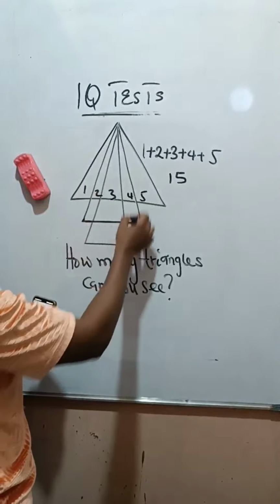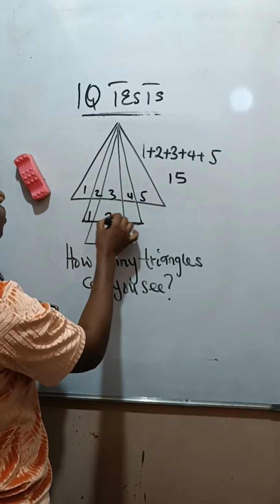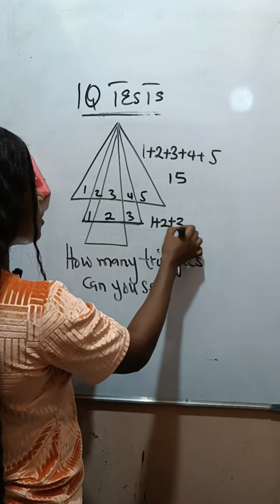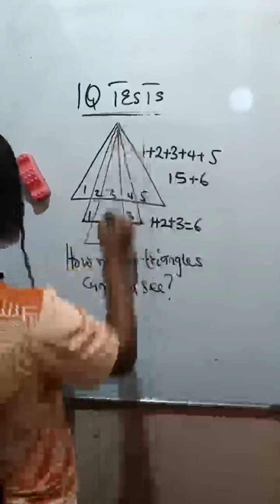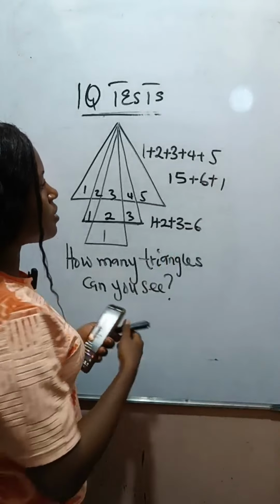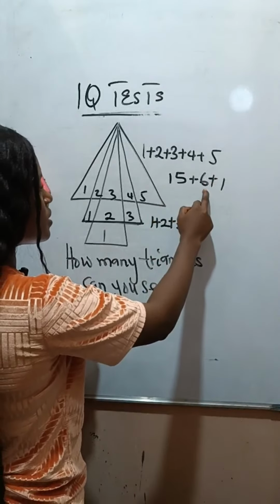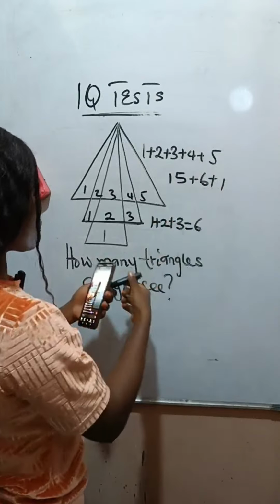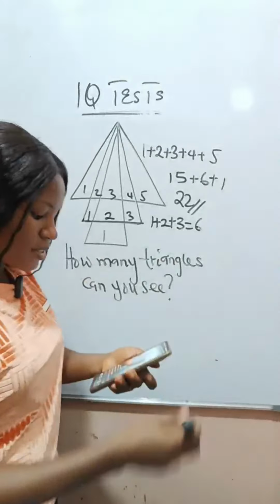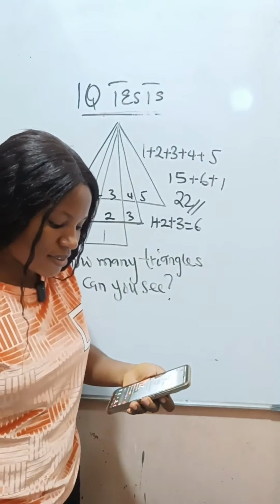Now for the second one, we have how many partitions? 1, 2, 3. So we add 1 plus 2 plus 3. Here we just have only one triangle, so plus 1. Now let us add 15 plus 6 is 21. 21 plus 1 is 22. So in total, we have 22 triangles.